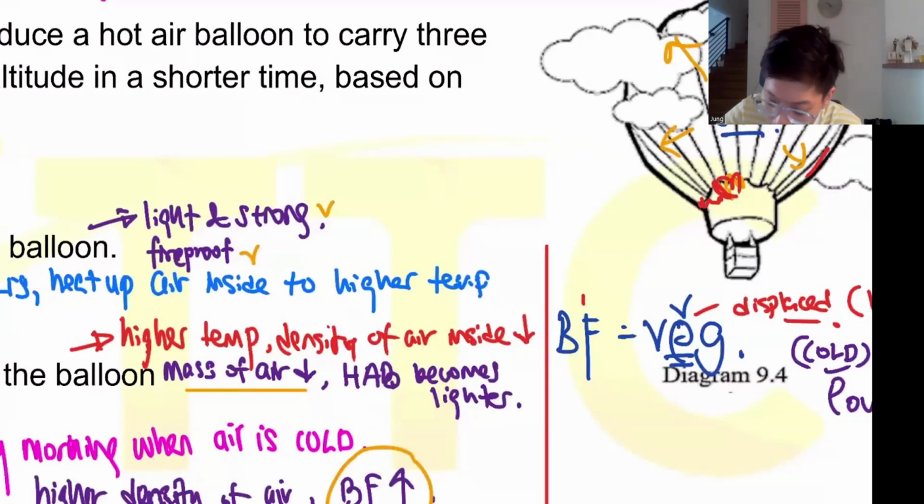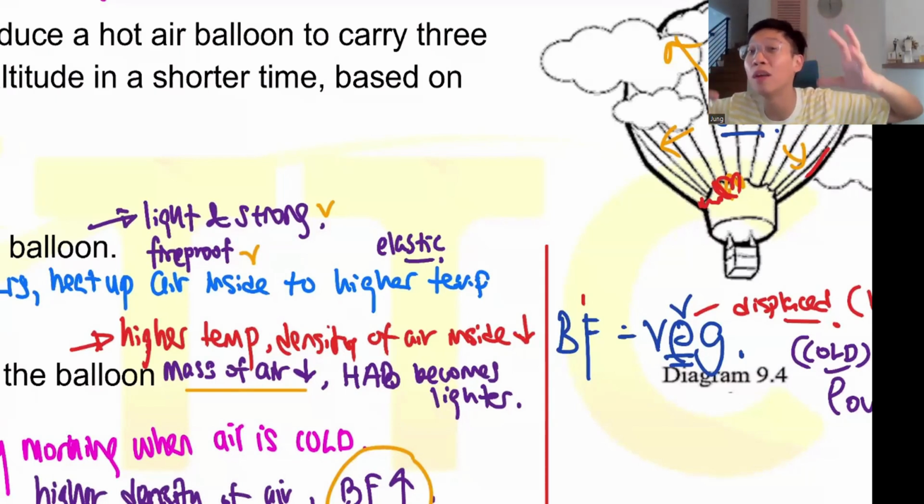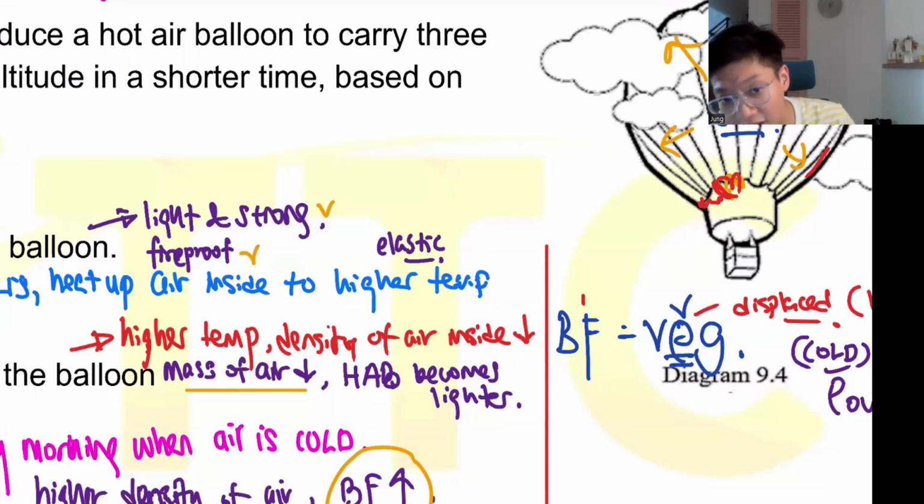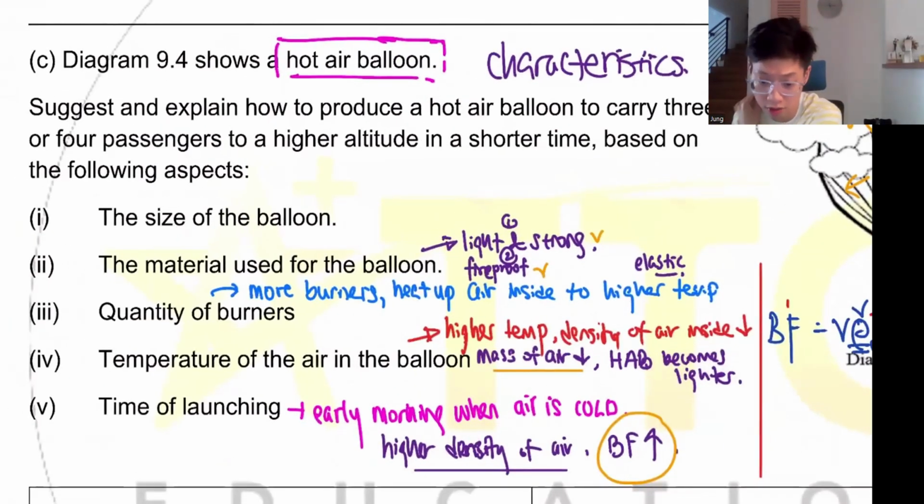Okay, another one they accept is elastic. But for me, I don't like to write this because it's very long to explain. The elastic is so that when it's heated up, the hot air balloon can expand. So if it can expand, the volume can increase. But I prefer light and strong, fireproof, waterproof, and so on. Better than the other answers.